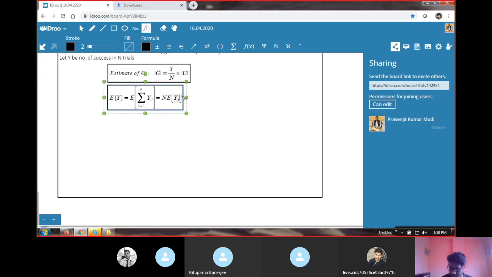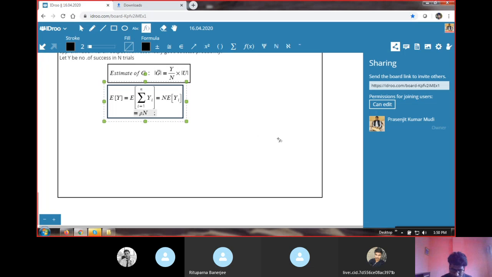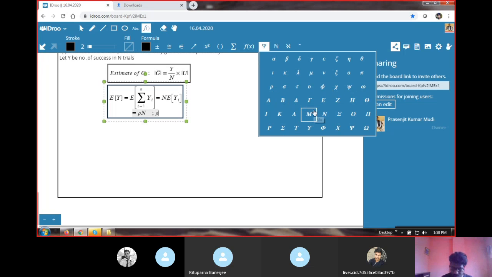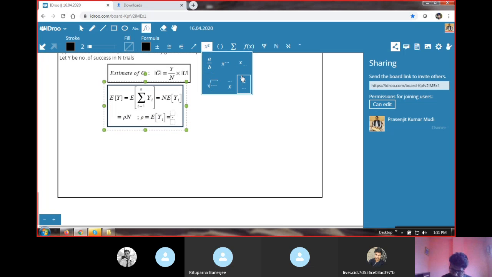So in the next line, let it be rho times n, where rho is given, and prove that this is equal to g by mod u.